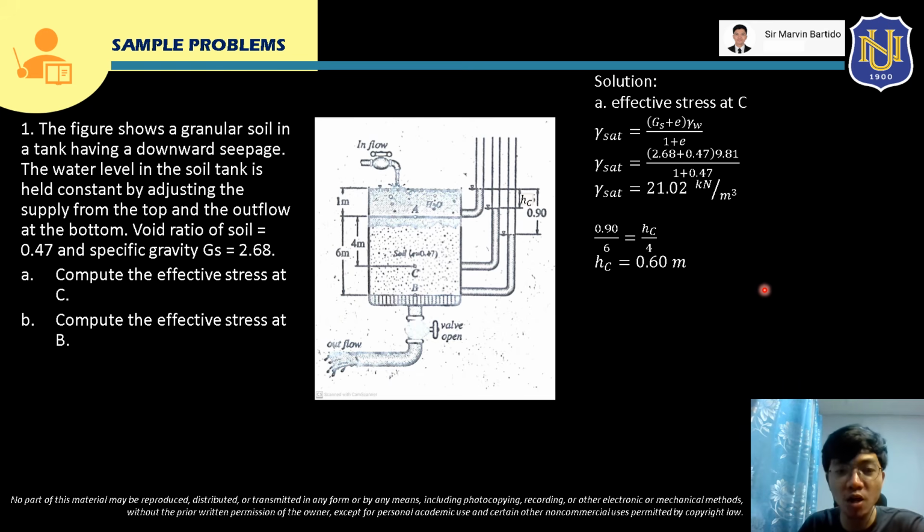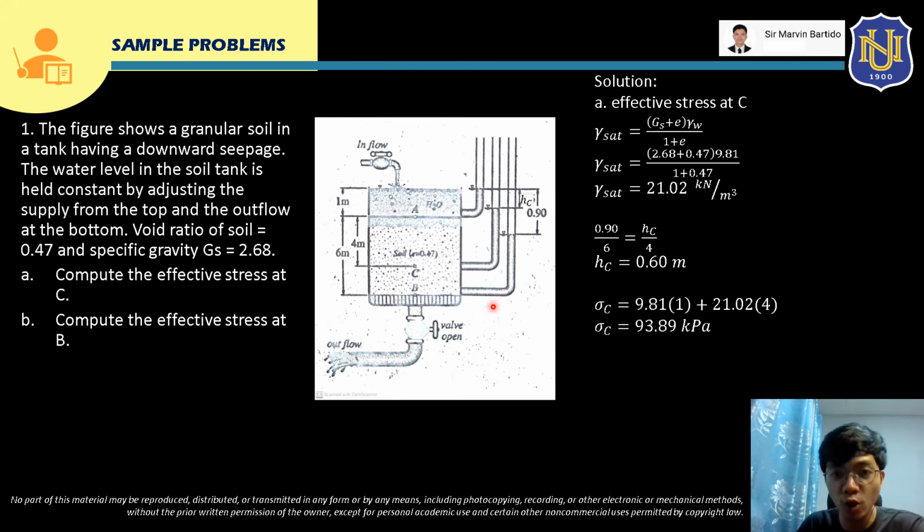Alright, so we can now solve the total stress at point C. That will just be 4 meters times the saturated unit weight of this soil, which we computed earlier, 21.02. So 4 times 21.02, and then the water is 1 meter times the unit weight of water, 9.81. So the total stress is 93.89 kilonewton per square meter, or kilopascal.